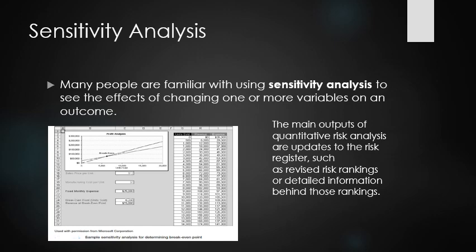We create an Excel file to quickly show the breakpoints for a product based on various inputs: the sales price per unit, the manufacturing cost per unit, and fixed monthly expense. The main outputs of a quantitative risk analysis are updates to the risk register, such as revised risk ranking or detailed information behind those rankings. The qualitative analysis also provides high-level information about the probability of achieving certain project objectives.